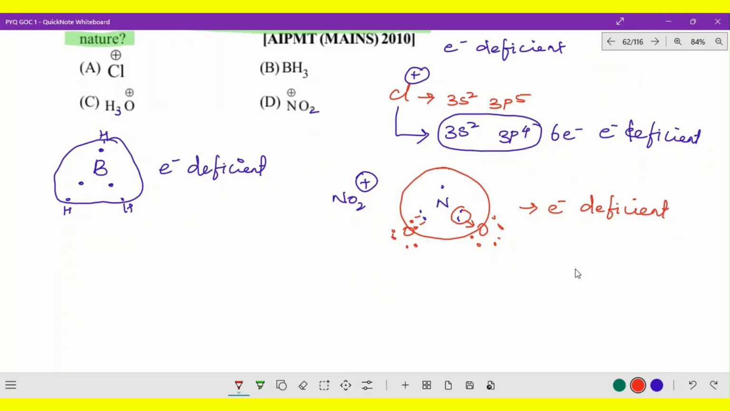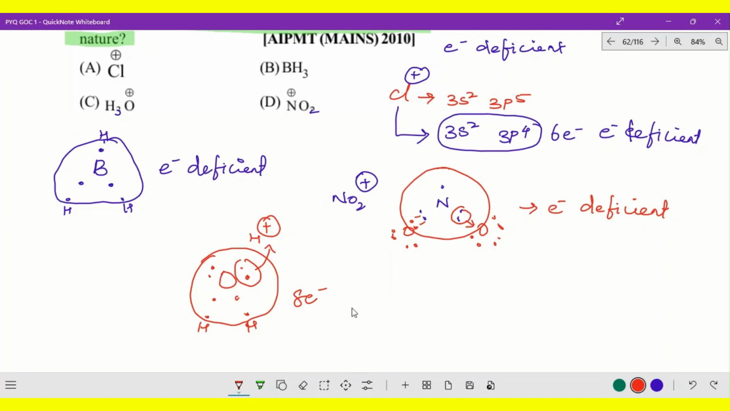And the next one is H3O plus. H3O plus means oxygen, which has 6 electrons in the outermost orbital. Now each hydrogen contributes 1 electron here. Here the hydrogen is plus actually, because it has completely given out its electron, that is H plus. So 8 electrons are there in this case.